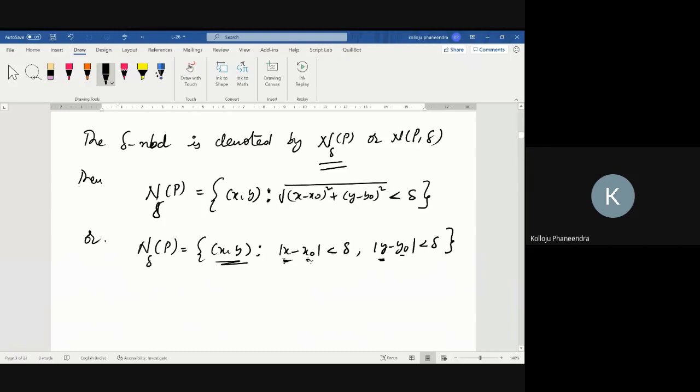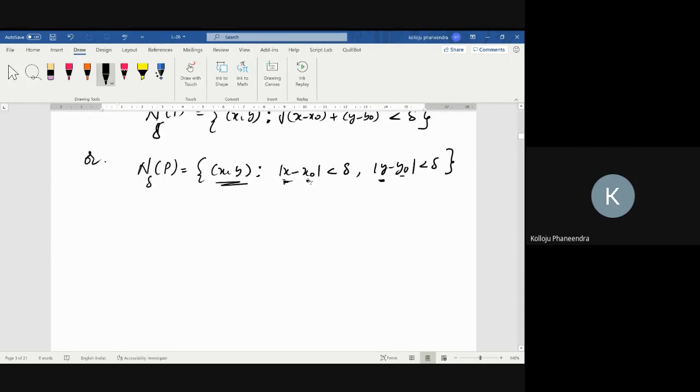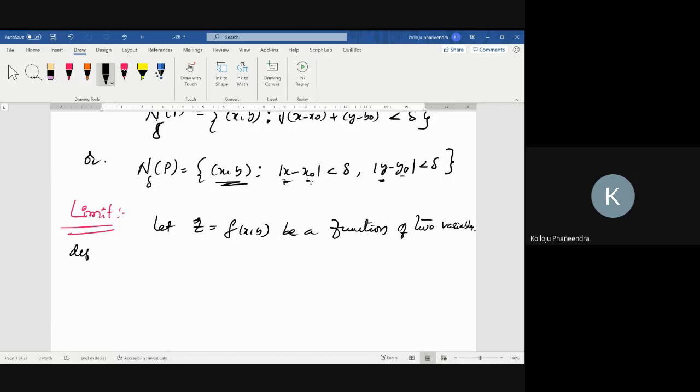Next one, the limit concept. What is the limit concept? Now, we know the limit of a sequence from the first unit. Now coming to functions of two variables, the limit concept: the limit of a function of two variables. Let z equal to f of x comma y be a function of two variables defined in some domain, let it be D. Let point P, x naught comma y naught, be a point in the domain D.